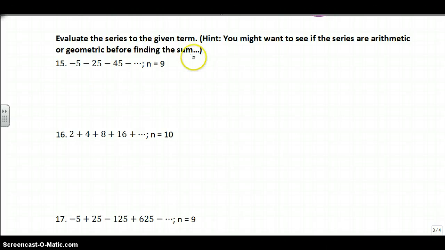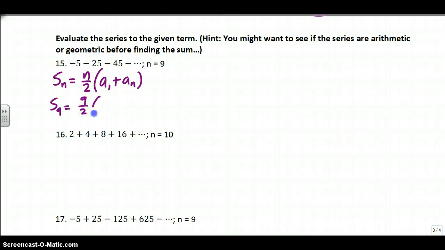Arithmetic. So I know the sum formula is this. n over 2 times the first term plus the last term, okay? Three unknowns here. We need n, we need a1, the first term, and we need an, the last term. Of these three pieces of information, I have n, it's 9. I have a1, the first term, which is negative 5. I do not, however, know the last term. I don't know what the ninth term is in this sequence.